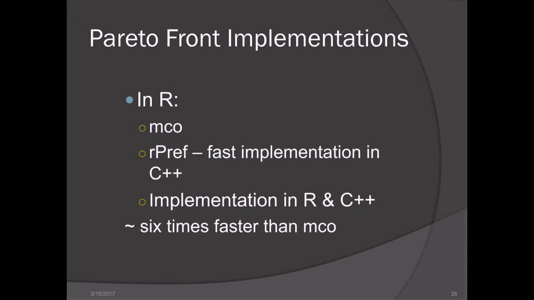As far as implementations in R, there are at least 2 packages that include Pareto front computations in them. There's an MCO package and an RPref package. The RPref package contains a fast implementation that was done in C++, and the implementation that TC actually did was implemented in R and C++, so it's a combination. And in preliminary timing studies, this algorithm was about 6 times faster than the algorithm implemented in the MCO package.